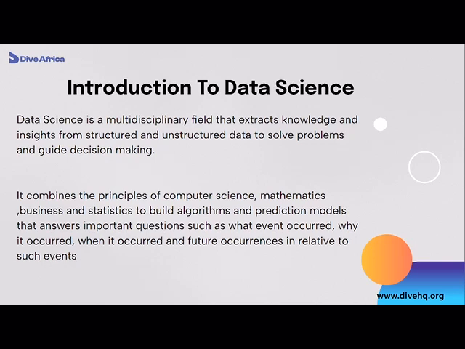How do you do that? Data helps you do that. And how does it do it? It answers important questions, like is written here: what event occurred, why it occurred. So now we're beginning to notice a trend, a pattern. These things keep happening. Why do they happen? What makes them happen? What circumstances are in place for these things to happen?